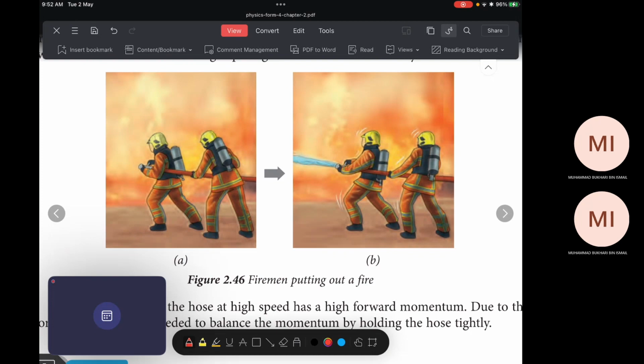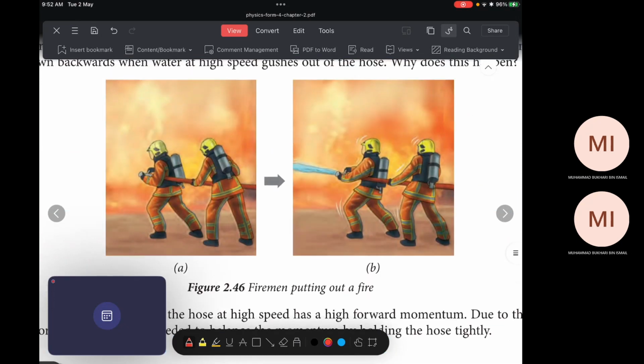Tahu tak kenapa? Kau pernah pegang tak air yang kuat? Kau rasa macam mana? Dia gerak-gerak kan? Dia nak ke belakang, betul tak? Because when the water move forward, so the hose must move backward to conserve the momentum.